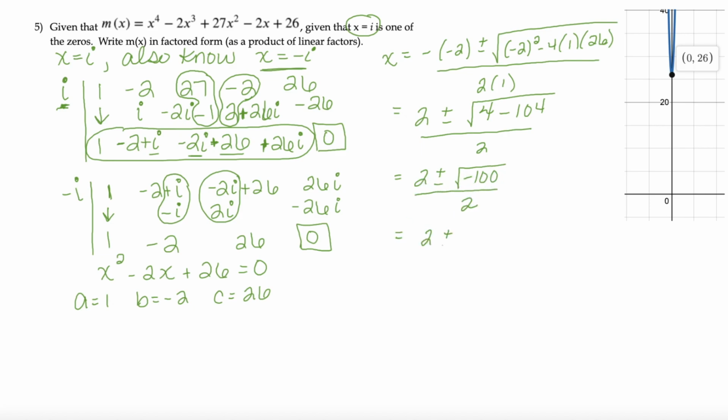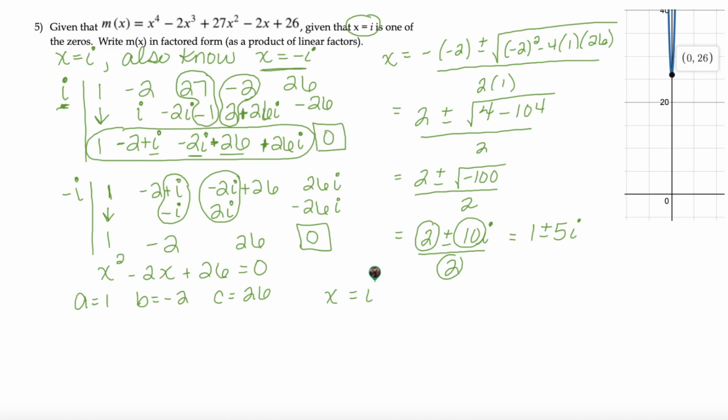2 plus or minus 10i, since the square root of 100 is 10 and the square root of the negative is the i value, all over 2. Notice that all of these values are divisible by 2. They're all divisible by 2. Therefore, 1 plus or minus 5i. We now have our solutions.